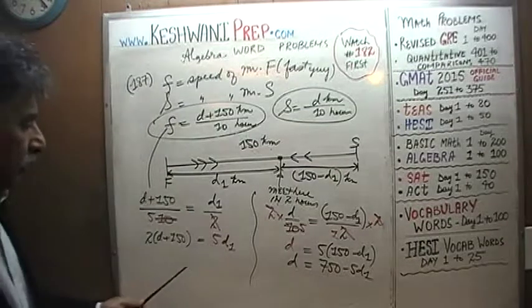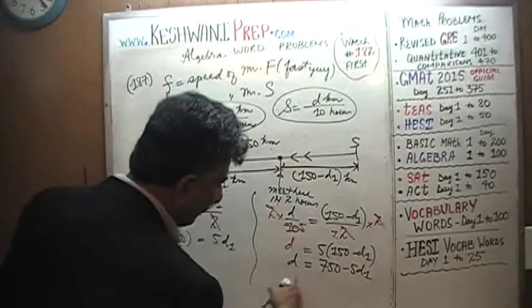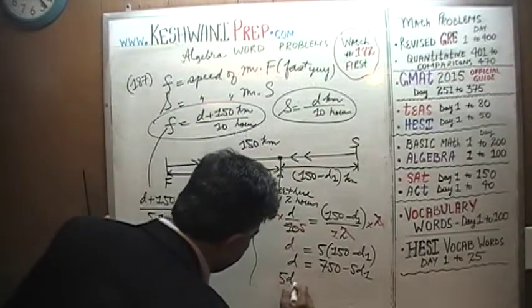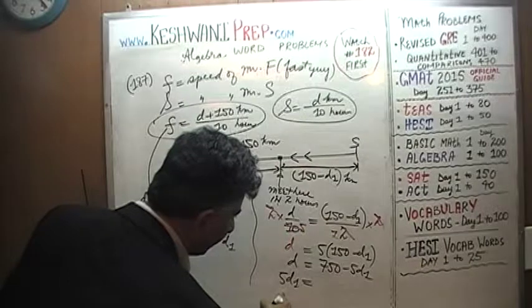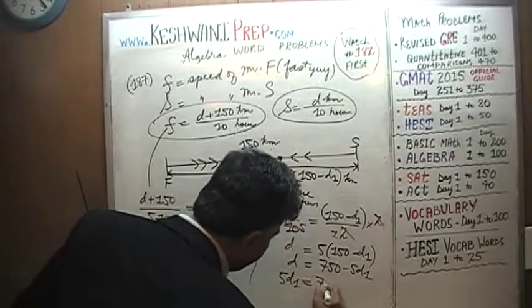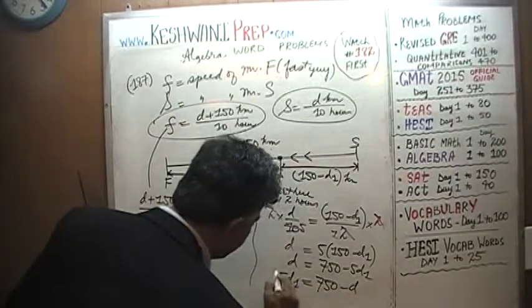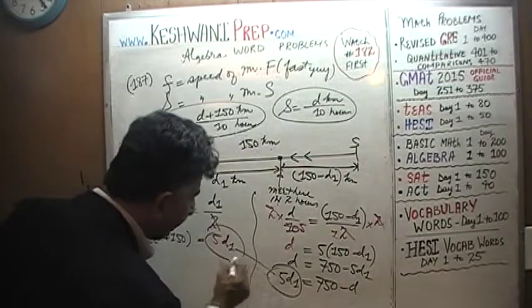And there you go. This is 5 D1. Let's bring the 5 D1 to the left-hand side, and it'll become 750 minus D. There you go. This is 5 D1, this is 5 D1, they are the same quantity.